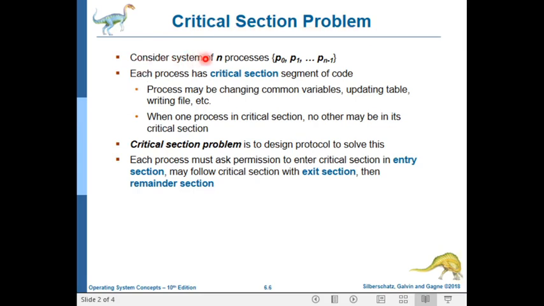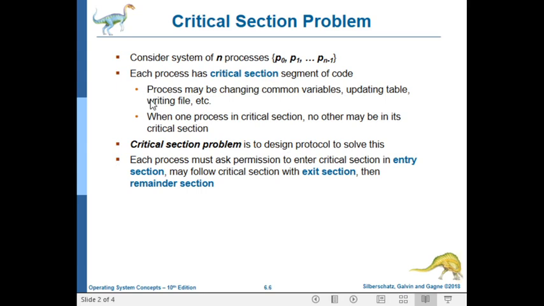Consider a system of n processes which consists of P0, P1, until Pn minus 1. So each process has a critical section. So what is a critical section? It is a section of code where shared data may be manipulated and a possible race condition may occur.